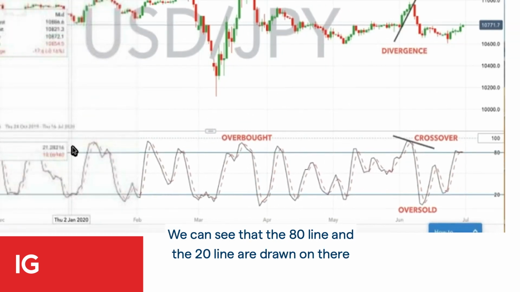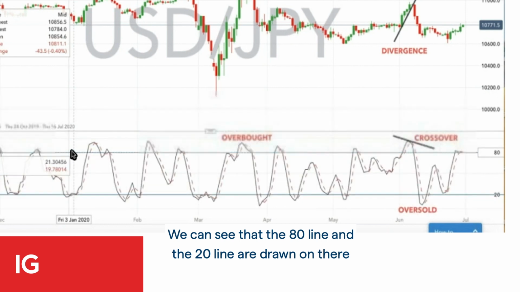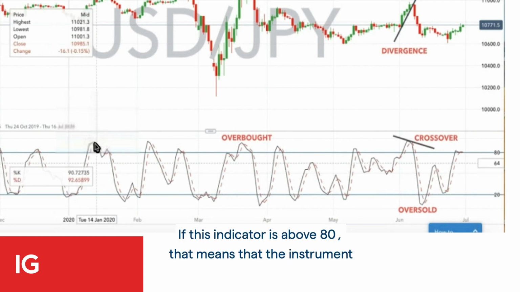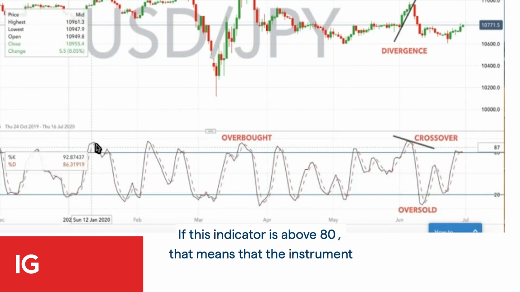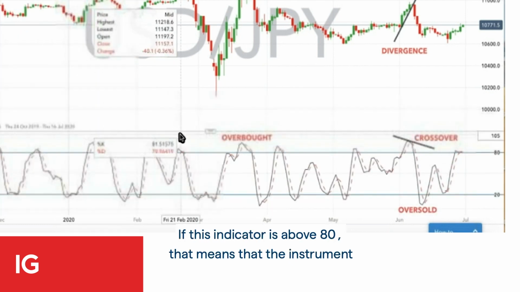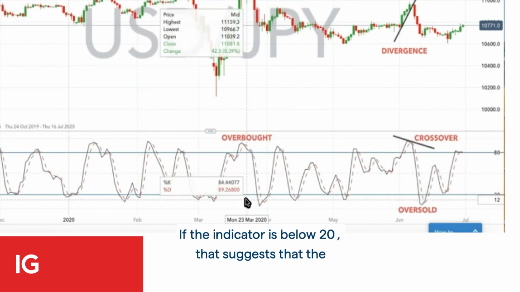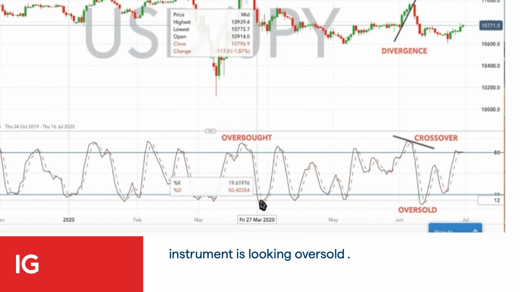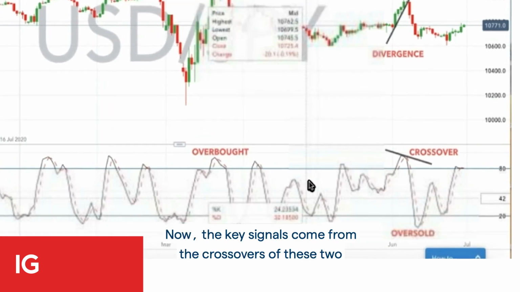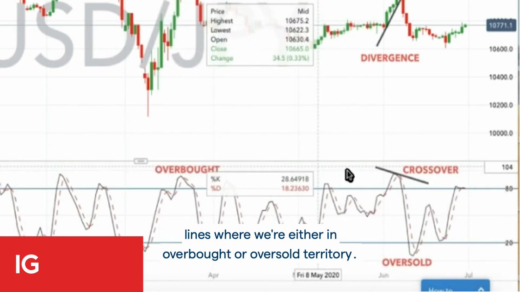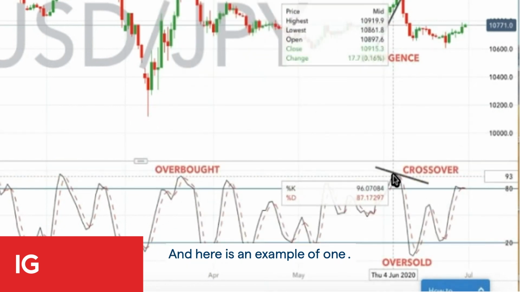We can see that the 80 line and the 20 line are drawn on there for us already. If this indicator is above 80, that means that the instrument is looking overbought. If the indicator is below 20, that suggests that the instrument is looking oversold. Now, the key signals come from the crossovers of these two lines when we're either in overbought or oversold territory. And here is an example of one.